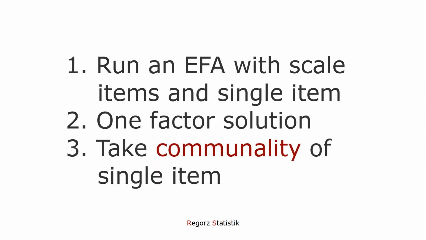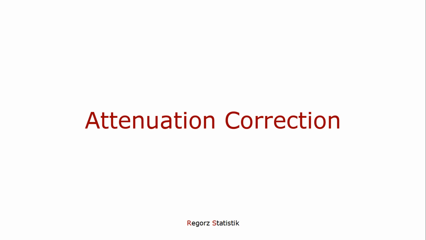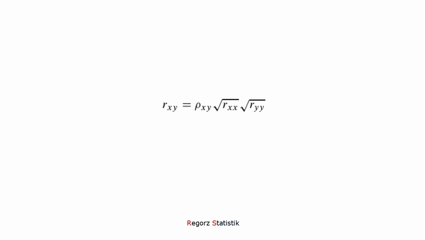Here's a summary of this process. Run an EFA with the scale items and the single item, extract only a one-factor solution, and take the communality of the single item in this EFA as a lower bound of its reliability. There's a second way to estimate the reliability of a single item if you have included a scale measuring the same construct, that is, using the attenuation correction, this formula I showed you earlier. We can use this formula to calculate the reliability of a single item.